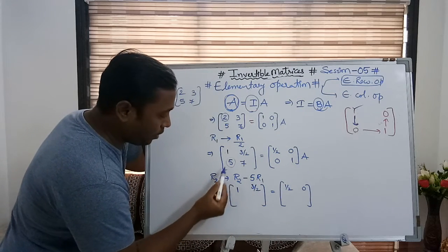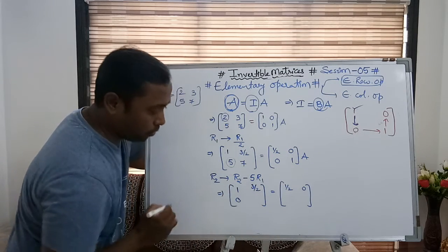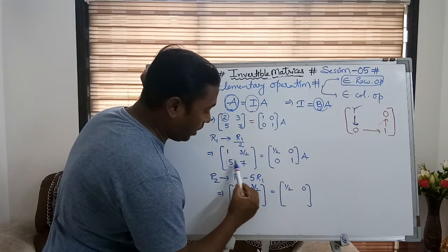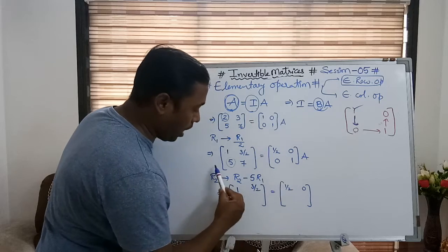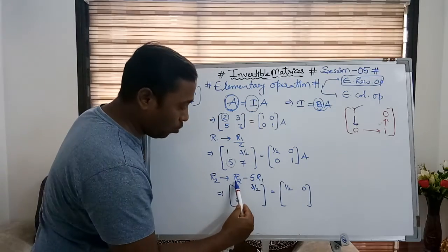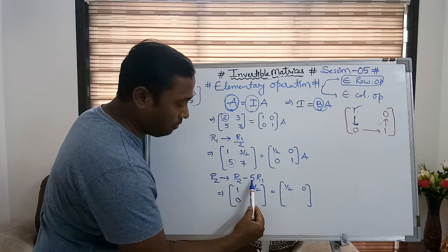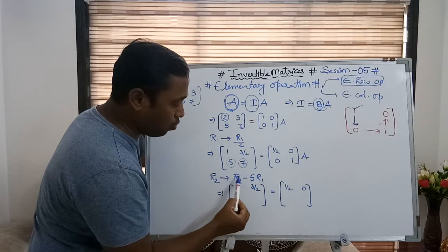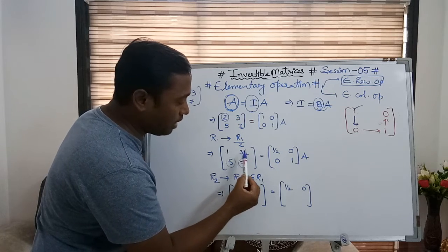Now if I do that process it will be 0, and then the same operation will be applied to each entry of R2. The operation applies to every element of R2. That means from each element of R2 we subtract 5 times the R1 element. So from 7 we subtract: 7 minus 5 times 3 by 2.